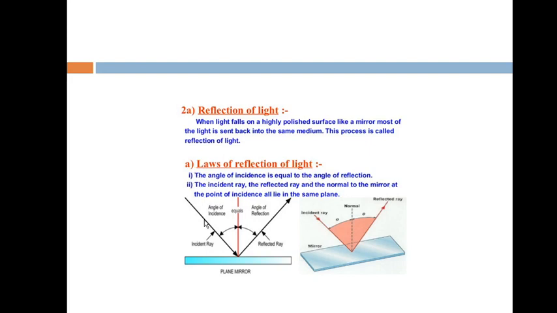Can you see here? This is the incident ray, which strikes the plane mirror, and we have here what we call the normal. Then this incident ray is reflected in the form of the reflected ray. The angle between the normal and the incident ray we call the angle of incidence, and this angle here we call the angle of reflection because it is between the normal and the reflected ray.